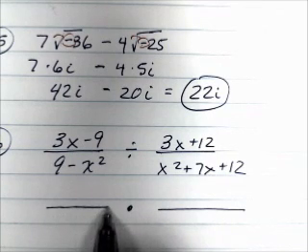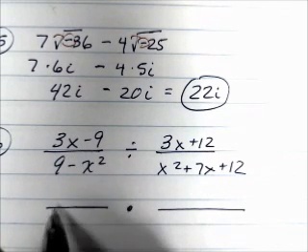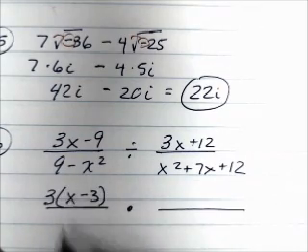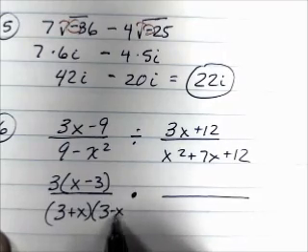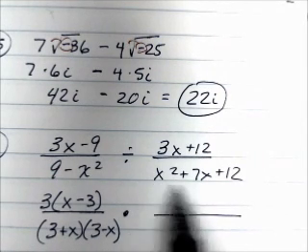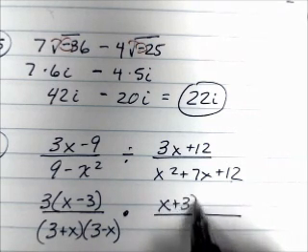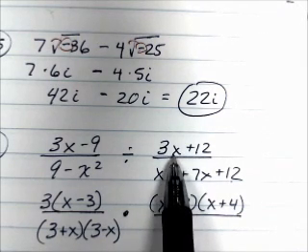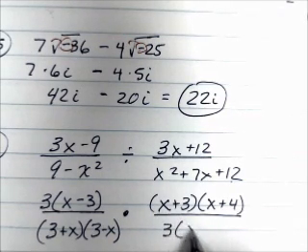And in the same step here, we also want to factor. For my first fraction, I'm going to factor the numerator, GCF 3 times x minus 3. The denominator is the difference of two perfect squares, 3 plus x, 3 minus x. Now, my numerator is going to be the factors of the trinomial here. The factors of 12 that add to 7 are 3 and 4. So x plus 3 times x plus 4. And now the factors of the numerator become our denominator, 3 times x plus 4.